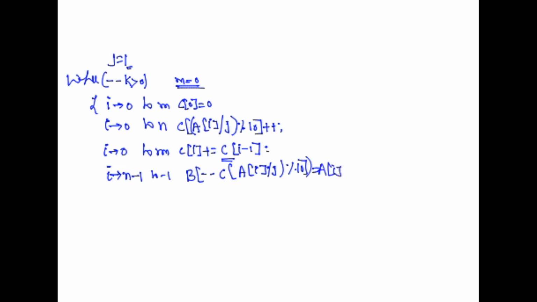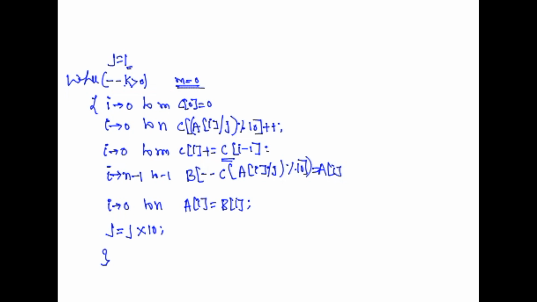Once we are done with this, we can write it back to A, because what I need is A. So A of i is equal to B of i. When I come back to the next iteration, k will be decremented by 1, but I want the next bit. The next bit is obtained by just updating j to be j times 10.